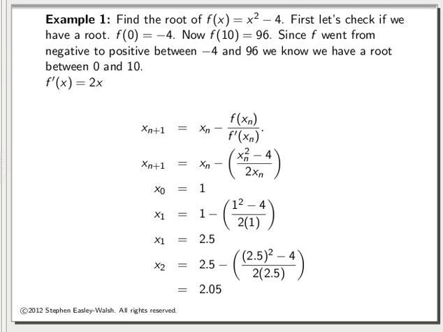How do I know I'm close to the root? Like here, for example, you left with 2.05. How do I know I should stop? The way you know you should stop is if the changes start to get smaller. So if I was to calculate the next term, it would probably be something like 2.005.